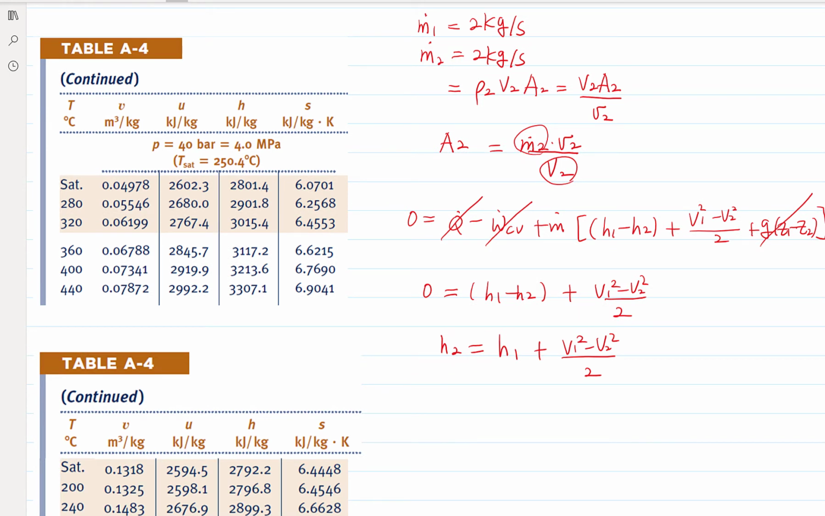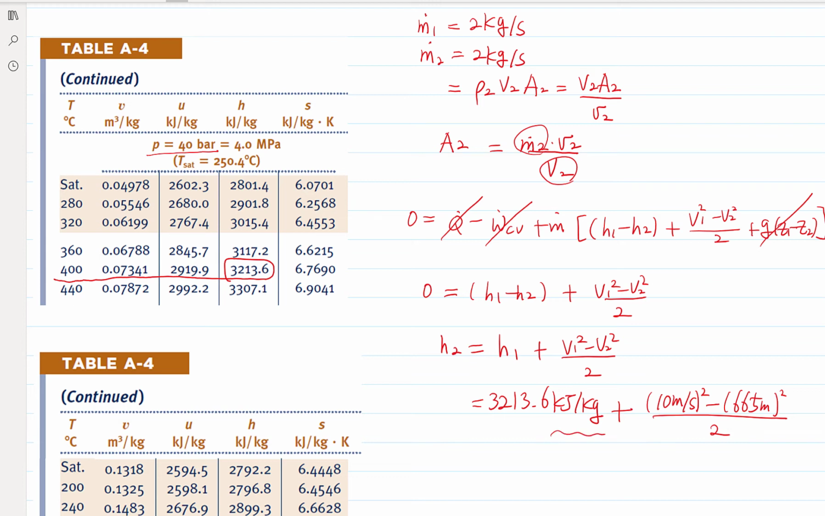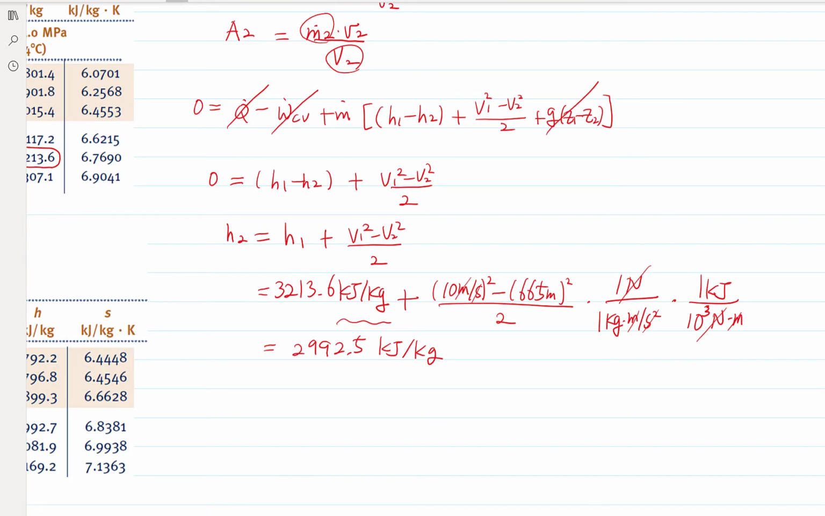At the inlet, pressure is 40 bar and the temperature is 400 degrees Celsius, and the enthalpy at the inlet is here. And the velocities at the inlet and outlet are given. Here we need to be careful to make the units consistent. The unit of enthalpy is kilojoule per kilogram, and the unit of specific kinetic energy is meter squared per second squared. So we need to unify the units first. So enthalpy at the exit is determined.